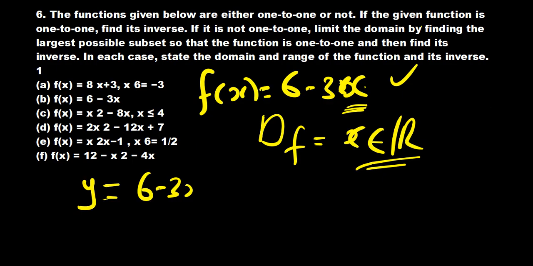Okay, so let's solve C. We are saying f of x is equal to x squared minus 8x, and your x in this case should be less than or equal to 4. Now this is a quadratic function, and like we said, quadratic functions are not one-to-one over the entire domain, because they are symmetric about their vertex.